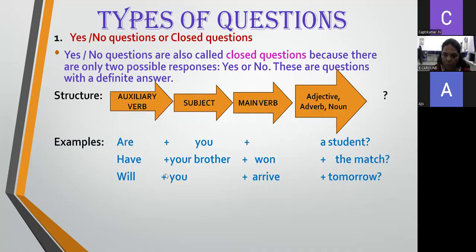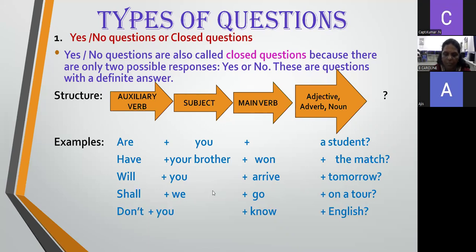Will you arrive tomorrow? Here, will is the auxiliary verb. You is the subject. Arrive is the main verb. And tomorrow is the adverb. Shall we go on a tour? Shall is the auxiliary verb. We is the subject. Go is the main verb. And on a tour is again a noun phrase. Don't you know English? Here, don't is the auxiliary verb. You is the subject. Know is the main verb. And English is the noun. So the structure of a yes or no question is auxiliary verb, then subject, main verb, and any of these: either adjective or adverb or noun.